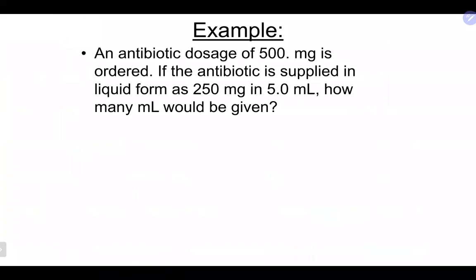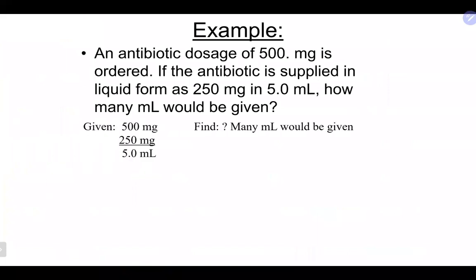All right, let's try another one here. You got an antibiotic dose, that's 500 milligrams. If it comes in 250 milligrams in 5 milliliters, how many milliliters would be given here? Okay, let's take a look. So in this particular case, we have 500 milligrams that we want to give to somebody. The medicine comes in 250 milligrams per 5 milliliters.